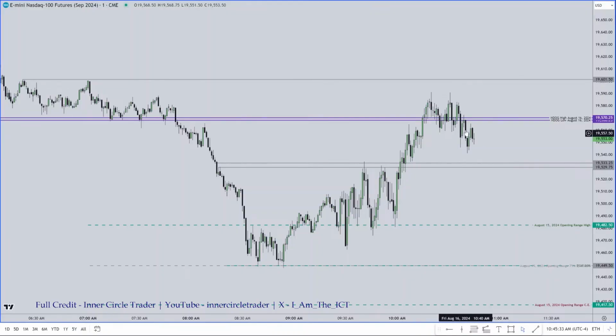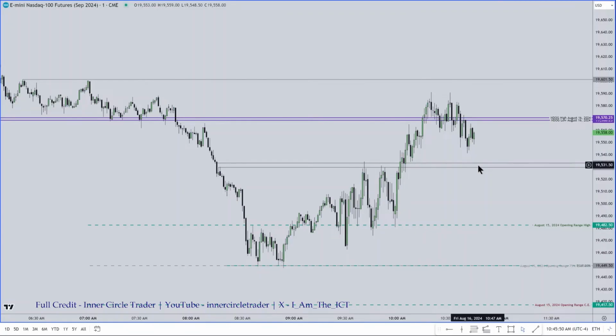So this gap in here, study that to see if it acts as an inversion fair value gap, or does it respect it here to drop back down into that gap again? You're not trying to be right. You're trying to recognize a pattern that makes sense, because there's all kinds of ways to trade.